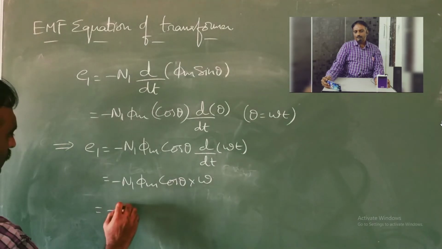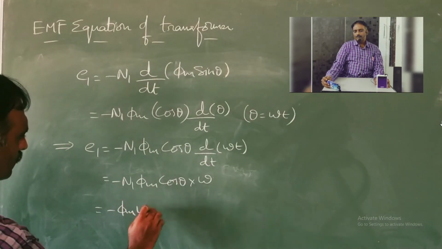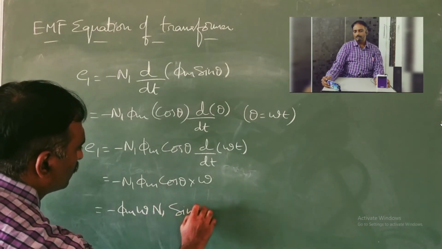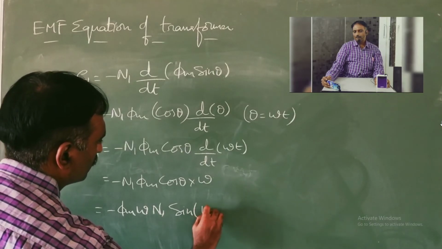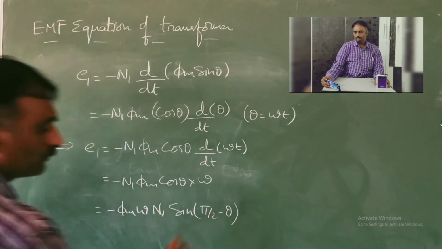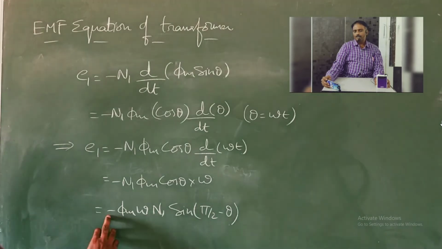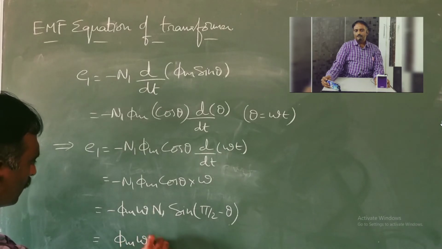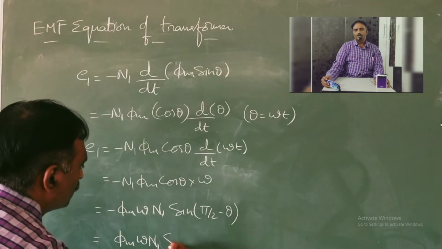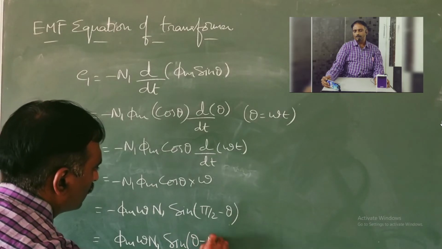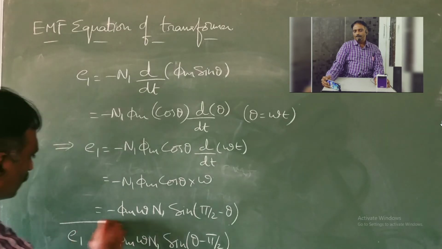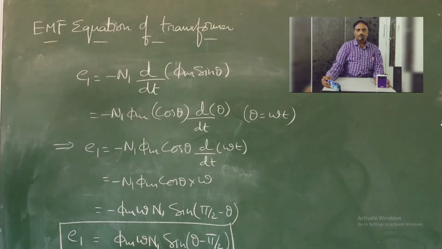So the equation for EMF induced is, cos theta can be written as sine of 90 minus theta, that is pi by 2 minus theta, and this negative sign is taken inside, we get phi m omega N1 sine of theta minus pi by 2, because minus of pi by 2 minus theta will give us theta minus pi by 2. So here we have got the equation for induced EMF E1 as phi m omega N1 sine of theta minus pi by 2. So observe this equation carefully.